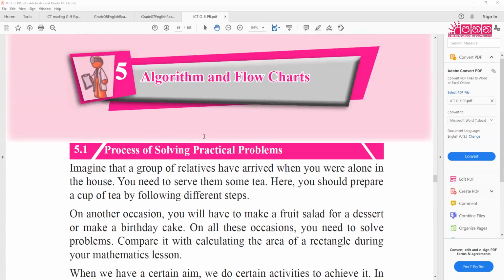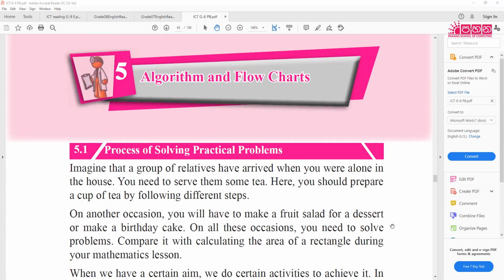So we need to first of all look at algorithms and flowcharts because before we are going to learn any programming language, we need to look at how we can solve practical problems. Now, in this section, we are going to look at how we can solve practical problems using programming. And for that, we need to learn how to build solutions, right?